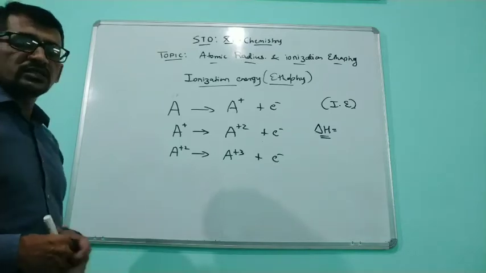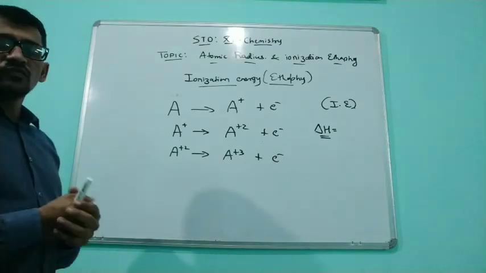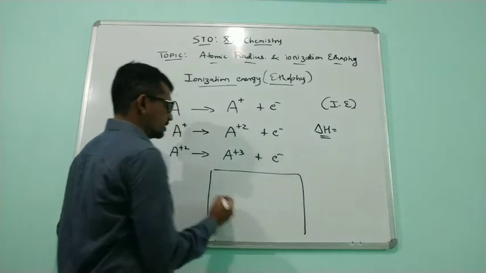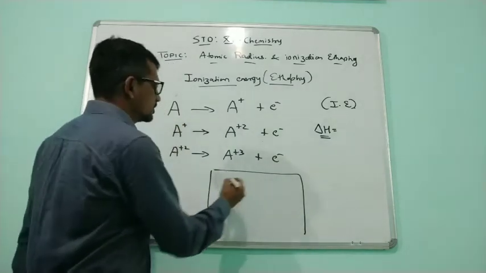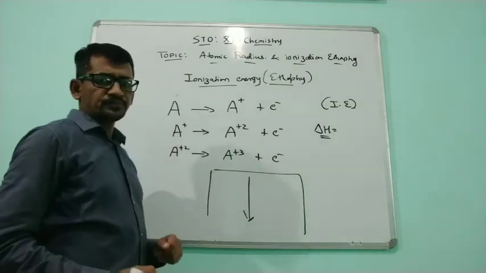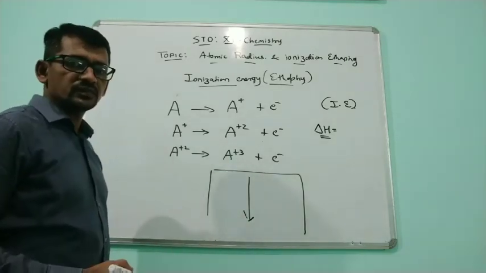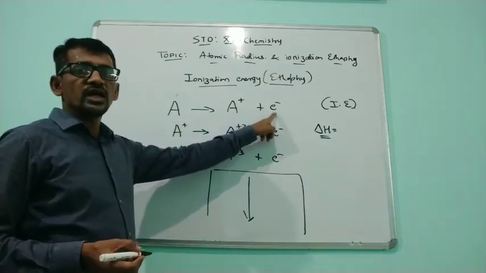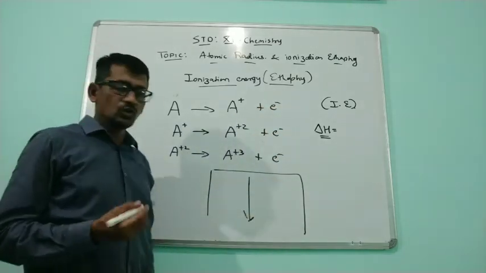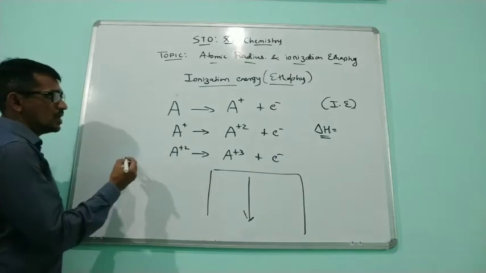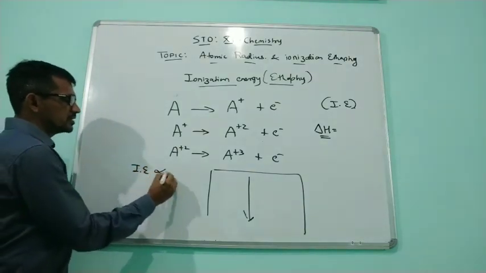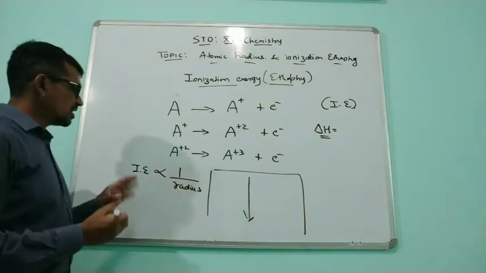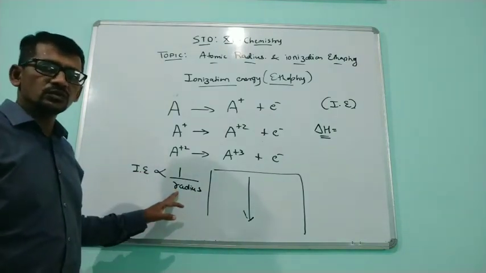Here we discuss ionization enthalpy in terms of radius in the periodic table. In the periodic table, if you move down a group, from top to bottom, the radius increases. If the radius increases, then it is very easy to remove an electron from the outermost orbit. So a new rule comes: ionization enthalpy is inversely proportional to radius.